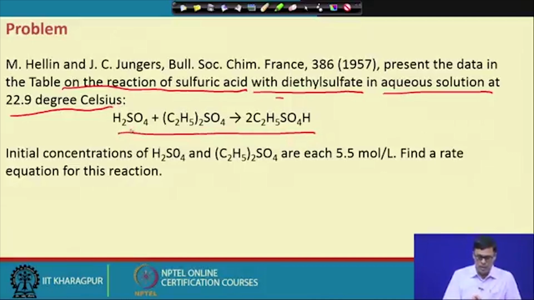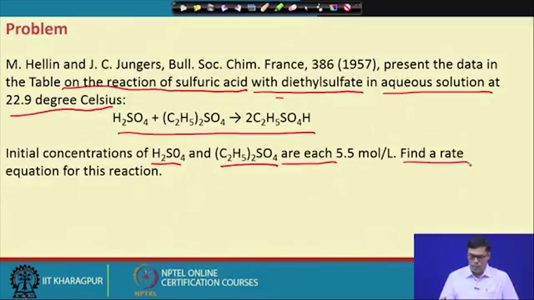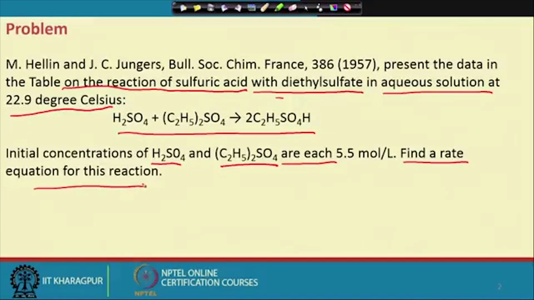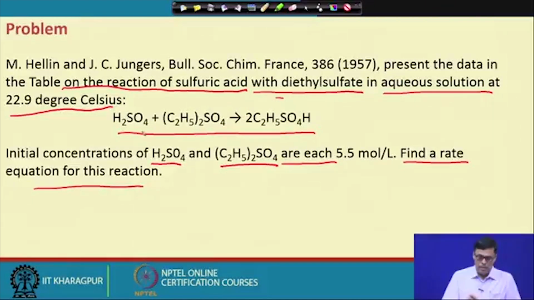This is sulfuric acid in presence of diethyl sulfate, it produces ethyl bisulfate. The initial concentrations of H2SO4 and diethyl sulfate are each 5.5 moles per liter. Find the rate equation for this reaction. Previously, we solved the first order reaction and developed the rate equation for it, and this is the second order reaction we try to solve today.